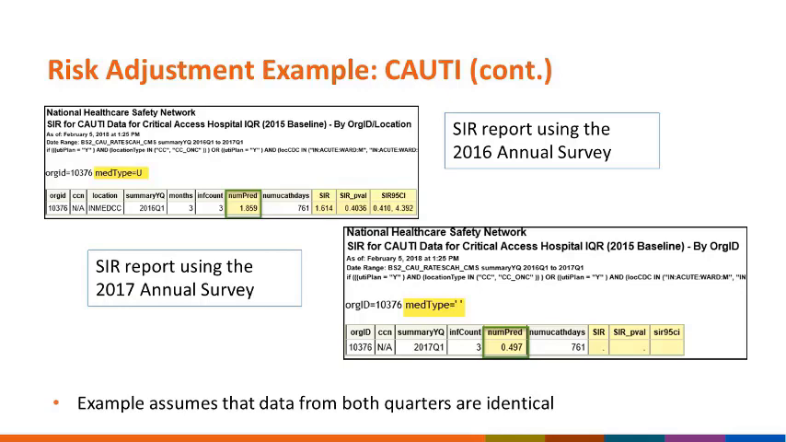The example assumes that data from both quarters are identical, and the cause for the change in the number of predicted infections from one year to the next was the difference between medical school affiliations selected on each survey. It's important to understand the relationship between the annual survey and its impact on specific HAIs in your facility. NHSN recommends that users access the guide to the SIR whenever they're interpreting results from various SIR reports.